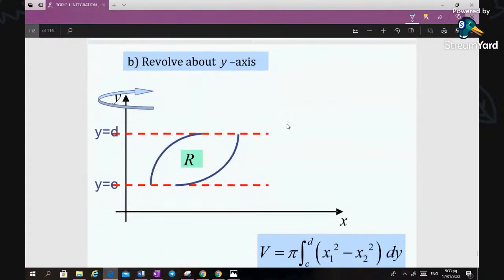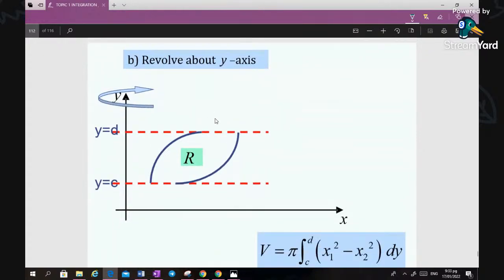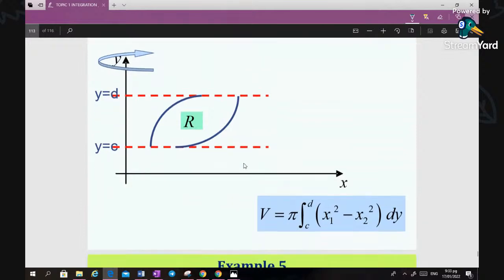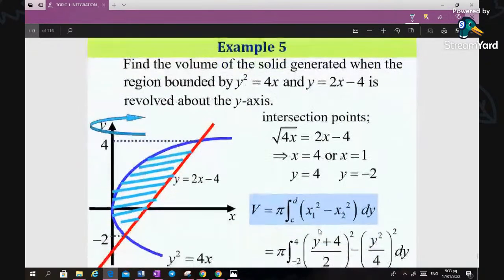Okay, how about if you want to revolve about the y-axis, this shaded region. Okay, so kita akan ambil separately lah nilai x dia. For example, in this case, kita akan ambil yang sebelah kanan sekali. Kita akan start dengan yang kanan. Okay, so yang kanan ini, function dia adalah y equals to 2x minus 4. So we must make x as our subject. So we get y plus 4 over 2.